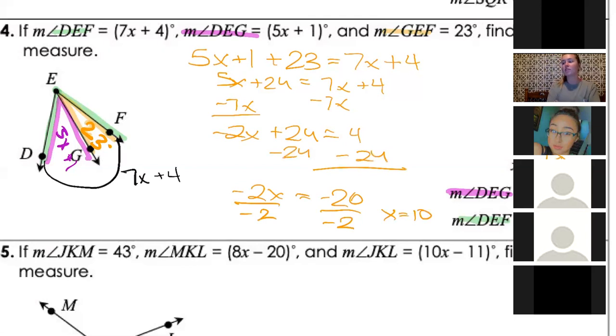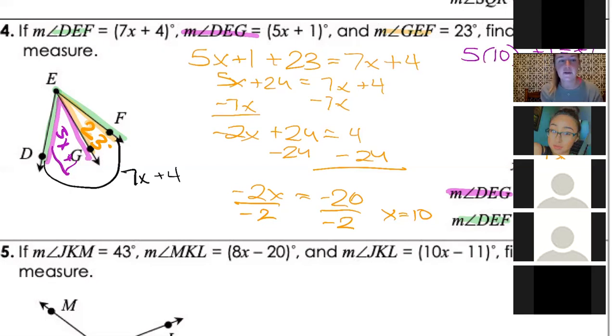So once we've actually taken this and solved all the way out, we find that our x equals 10, okay? Well, what are we going to do with that 10? All we need to do is plug it in. So anytime we see an x, we need to plug it in. So first I'm going to start by plugging it into this purple one right here. So we have 5 times x, which is 10, plus 1. So that gives us 50 plus 1 is 51, right?